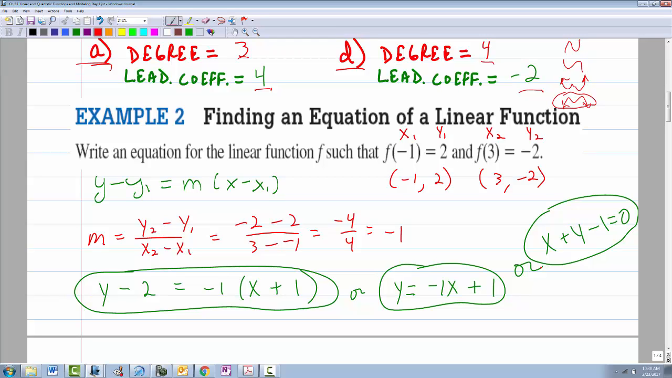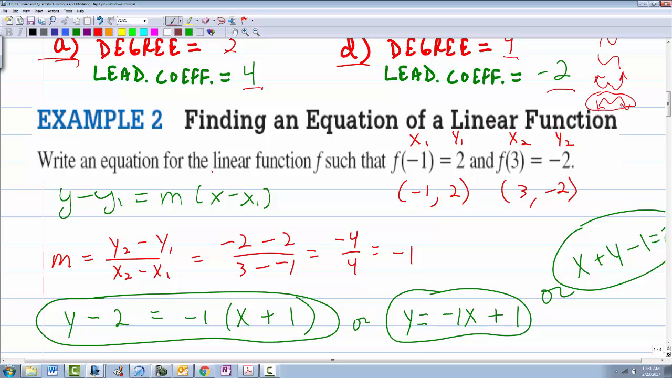The only reason you want to write this one down is it's a little tricky in its format. Remember, most of this chapter is about polynomials. One type of polynomial is a linear function, an x to the first. But notice how this is worded. Write an equation of a linear function such that, what is this?